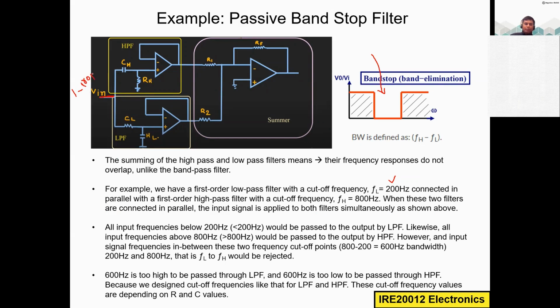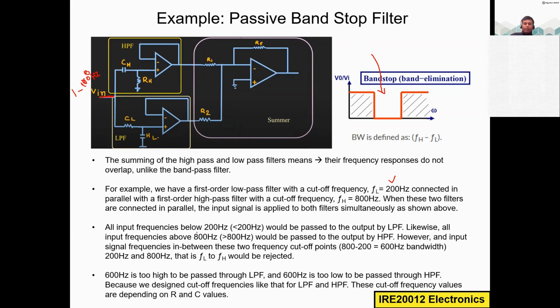I am applying the same signal in parallel to these two filters and I'm getting the output. Then I get the frequency response of these two filters. So all input frequencies below 200 Hertz, that is going to be less than 200 Hertz. In this example, we are talking about these 200 Hertz and 800 Hertz. So in that case, now we can say like a 1 to 1000 Hertz we are applying at the input.